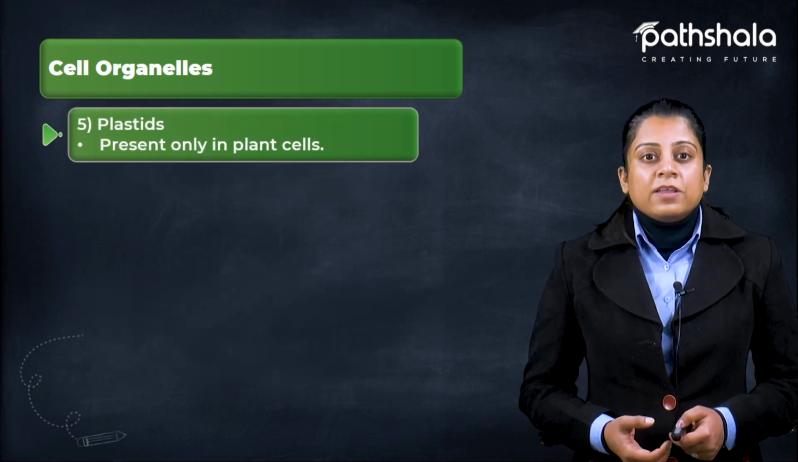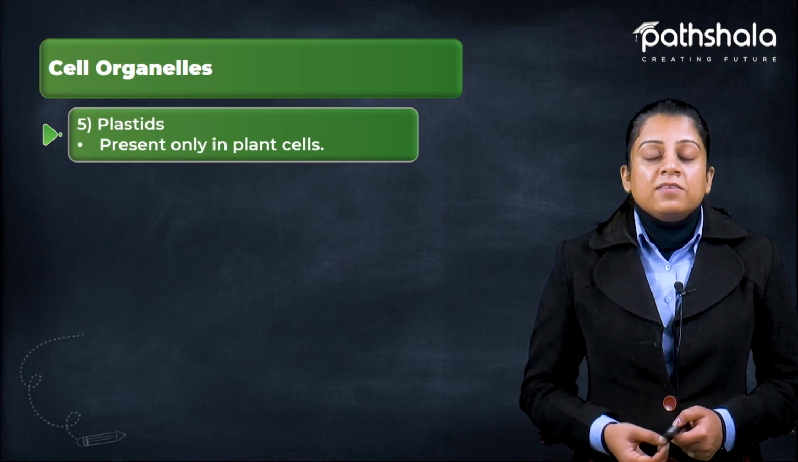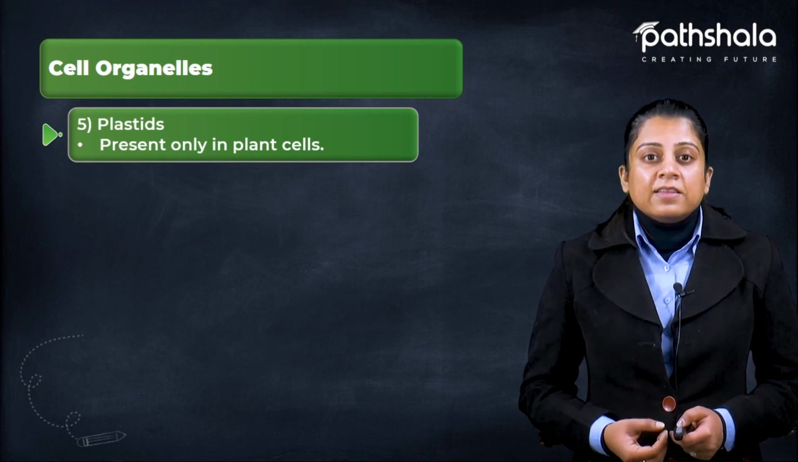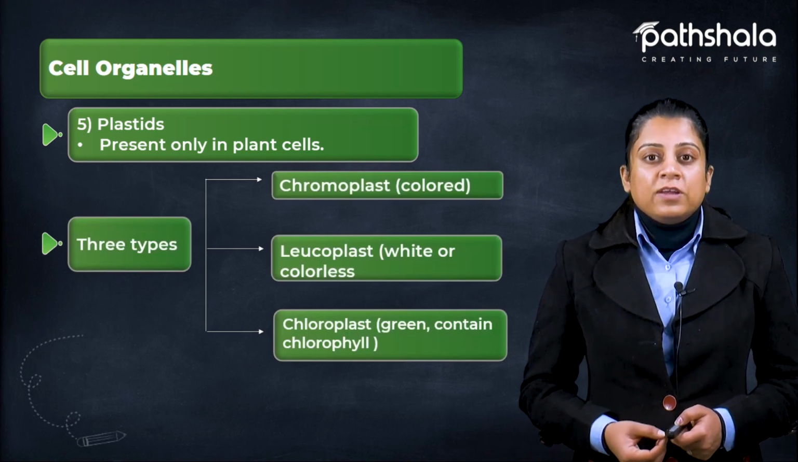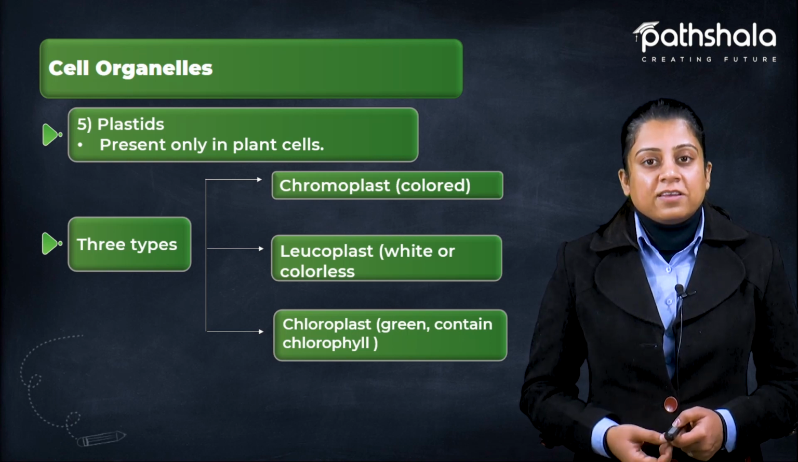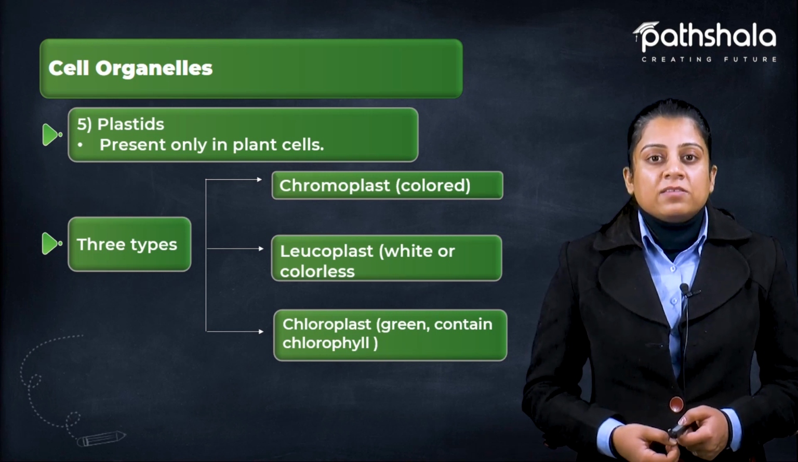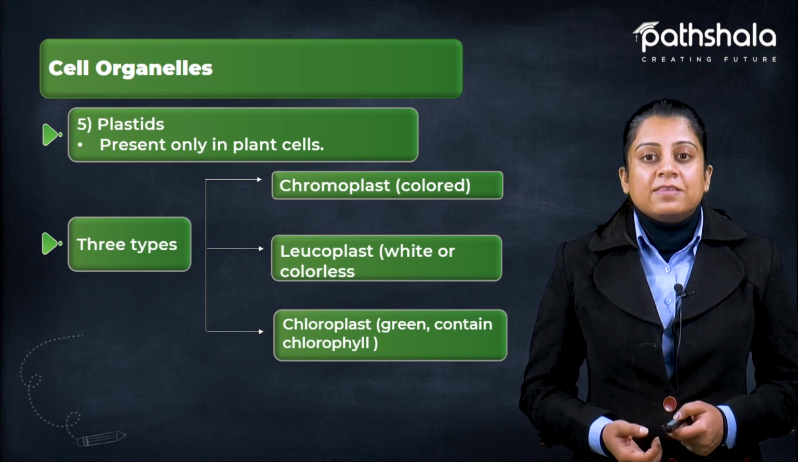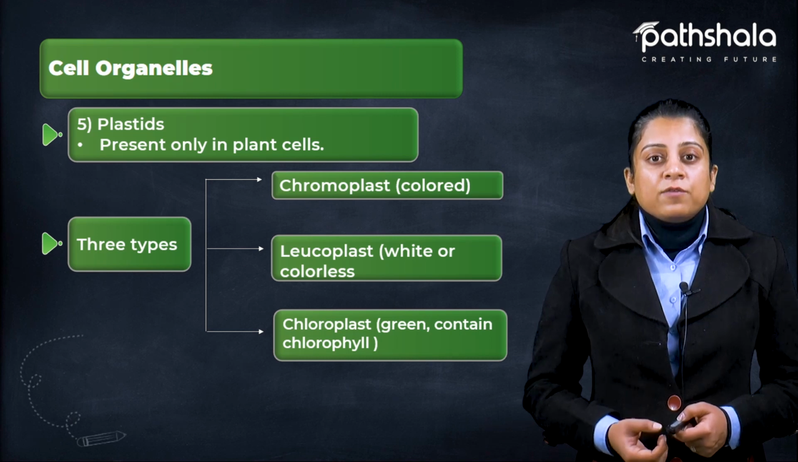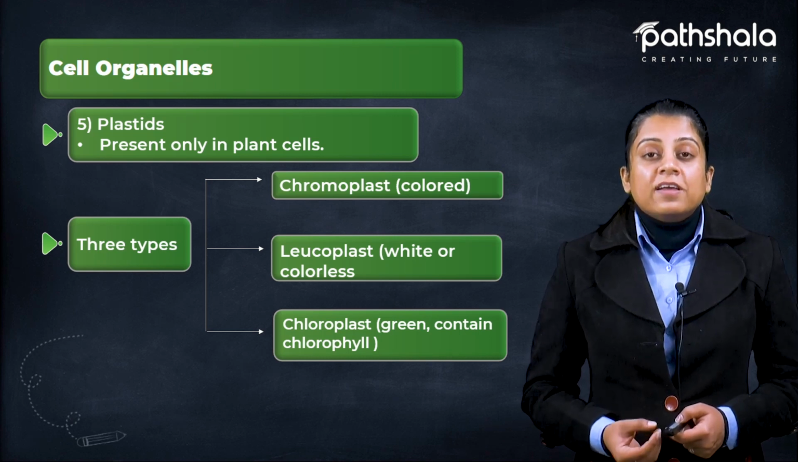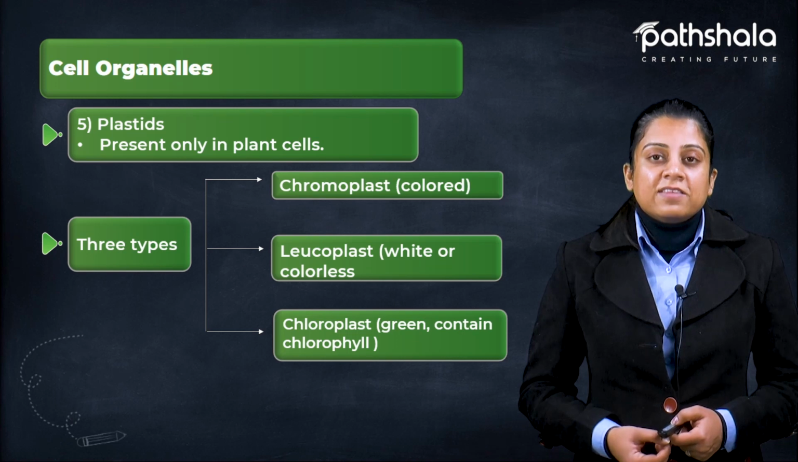The next cell organelle is plastids. Plastids are absent in animal cells and they are present only in plant cells. Plastids are of three types. The first type is chromoplast, that is colored plastids. Next is leucoplast, that is white or colorless. And the third type of plastid is chloroplast, that is green and contains chlorophyll. Chloroplast have chlorophyll, and this chlorophyll is the green pigment that is present in the cells.